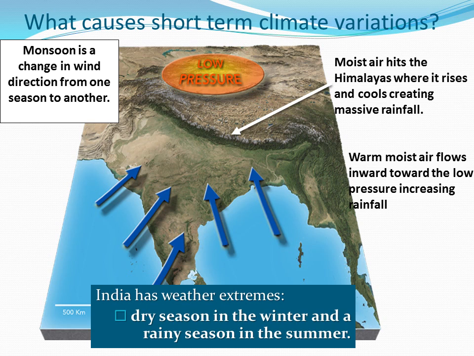Okay, so around the coast of India at sea level, it's got a much higher pressure. And up in the Himalayas, because it's at such a high elevation, you've got a much lower pressure. So remember, air always wants to flow from high pressure to low pressure, so you get this huge shift in the summertime where wind starts blowing in off of the ocean up into the mountains. Moist air hits the Himalayas, where it rises and cools, forming massive rainfall. And that's only after the warm, moist air flows inward toward the low pressure, increasing rainfall.